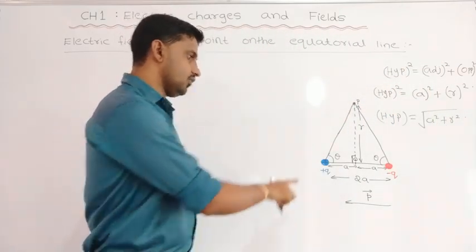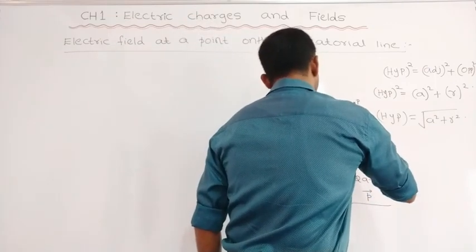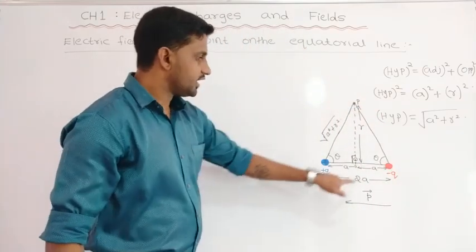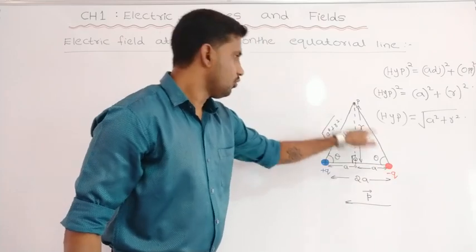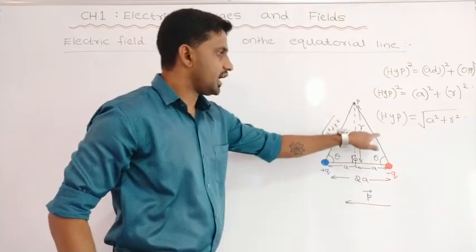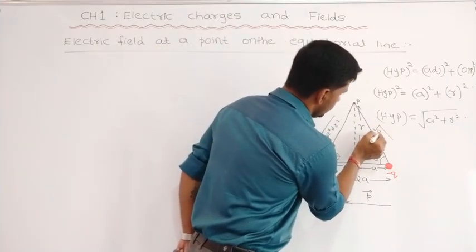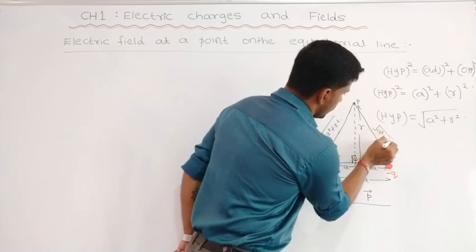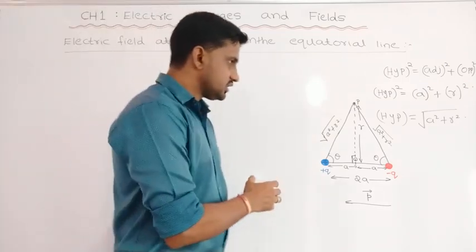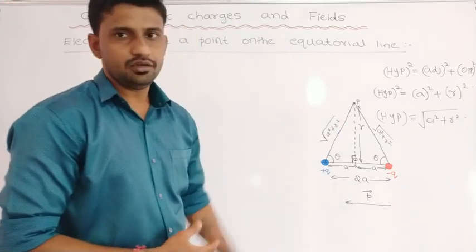Therefore, I can write that from the positive charge to point P, the distance is square root of A square plus R square. And we also know that the distance from minus q to point P is the same as the distance of plus q to point P. So I can write the distance from the negative charge to point P also as square root of A square plus R square. So those are the distances of the positive and negative charges to point P.